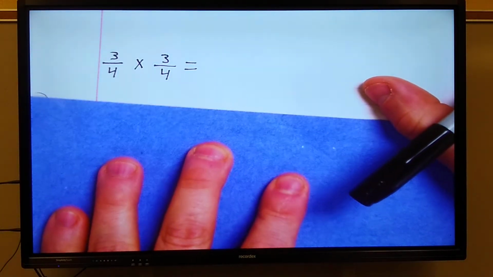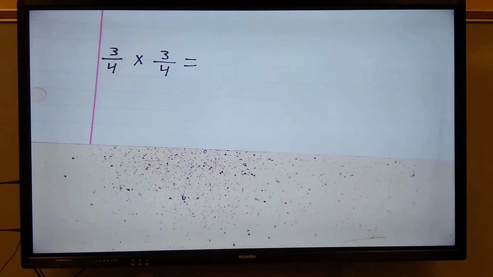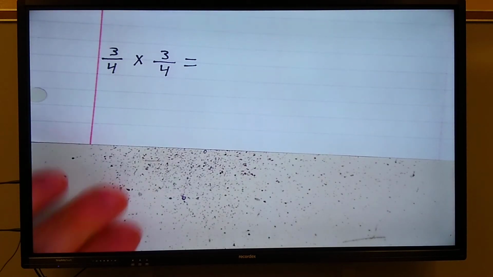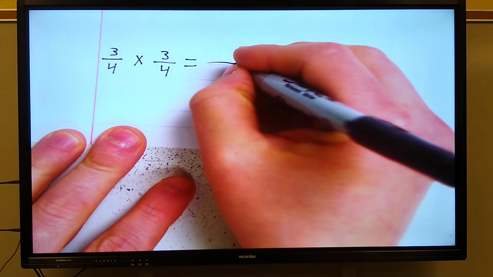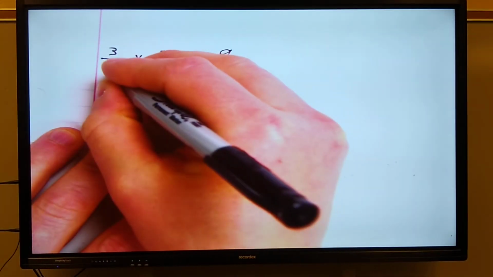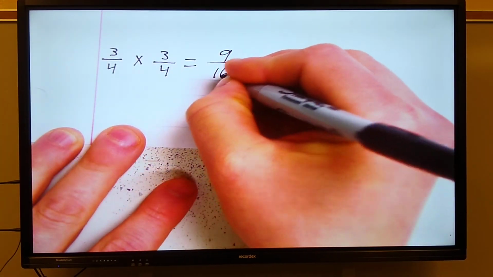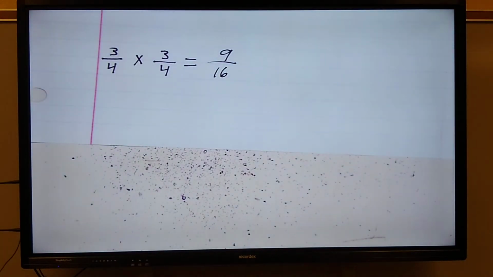Let's do another one. 3/4 times 3/4. Pause video. All right, let's see how bad you did. 3 times 3 is 9. 4 times 4 is 16. Is this an improper fraction? No. Is this in simplest form? Yes. The answer is 9/16.